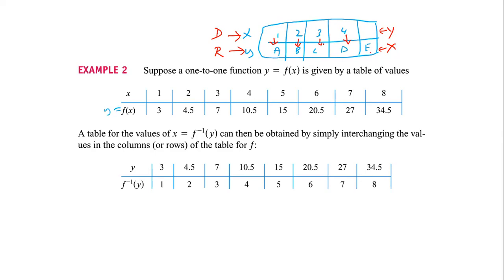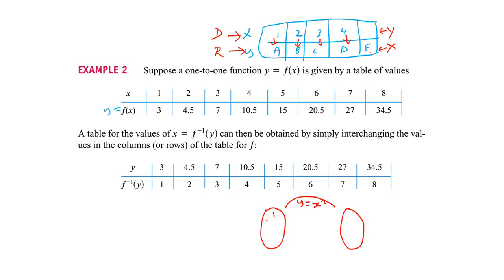Functions like this do not have an inverse. Let me give you an example. For a function to have an inverse, it has to be 1-to-1. So let me say that this function is y equal to x squared.